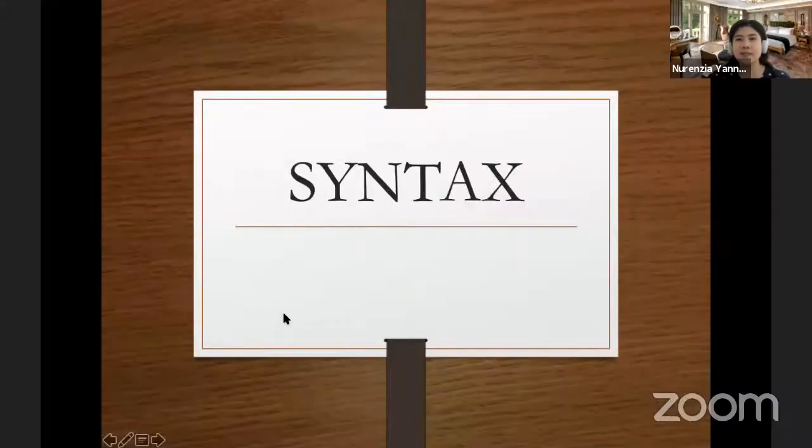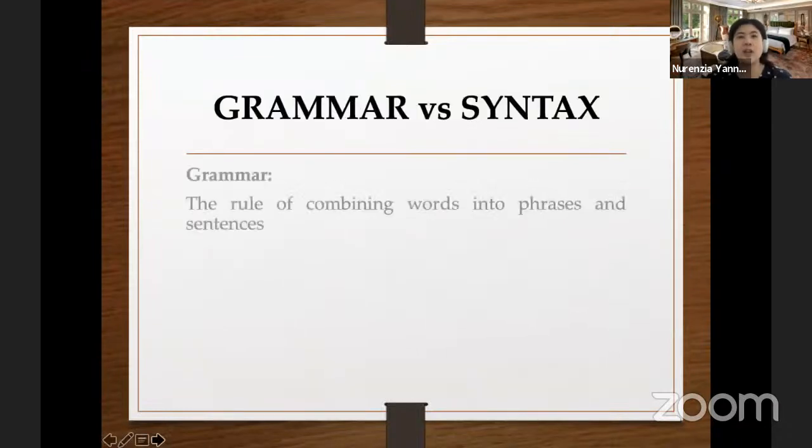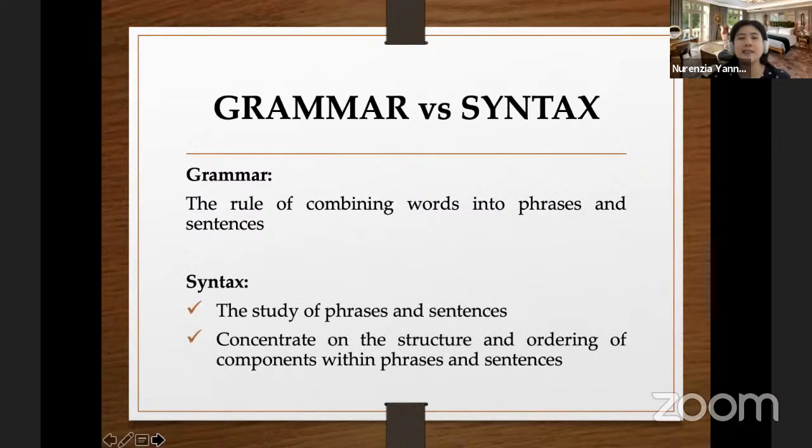So this is syntax, and syntax is different from grammar. When you study grammar, you look at the acceptable and unacceptable combination of words into phrases and sentences. So it deals more with the rules of combining words into phrases. But syntax is more about the study of the phrases and sentences. And people who study syntax will concentrate on the structure and also the ordering of the components within phrases and sentences.